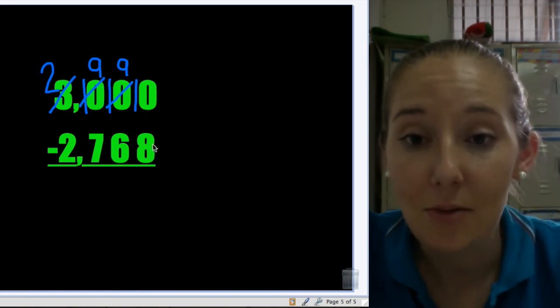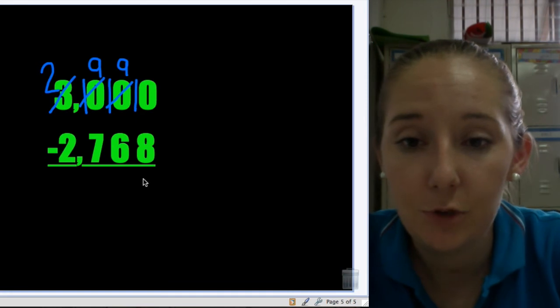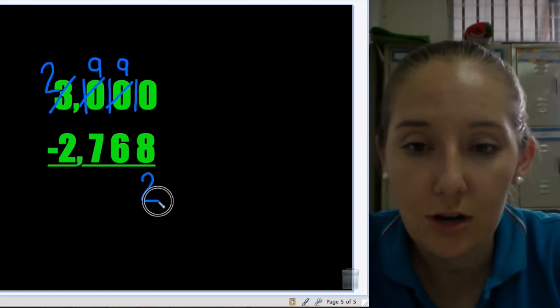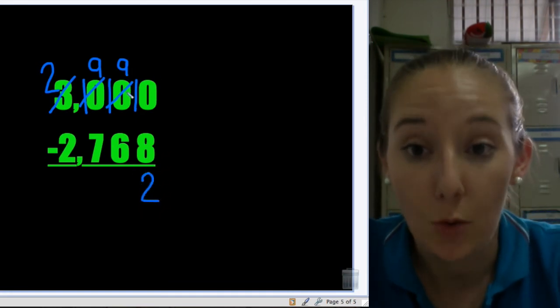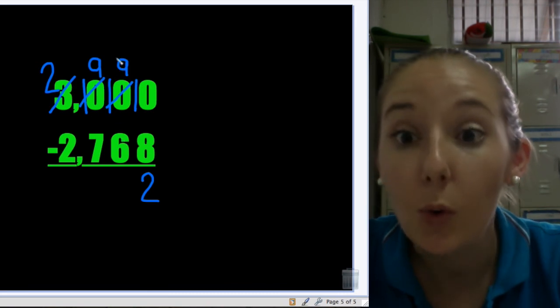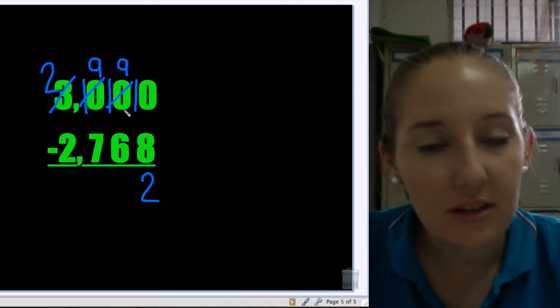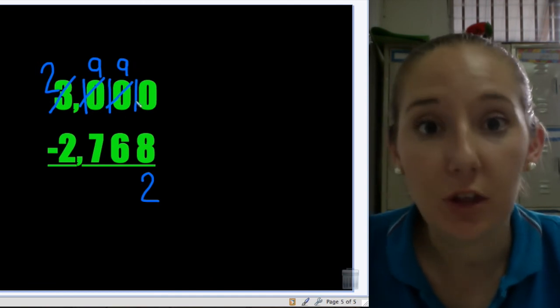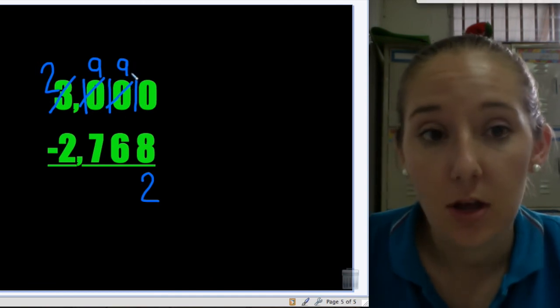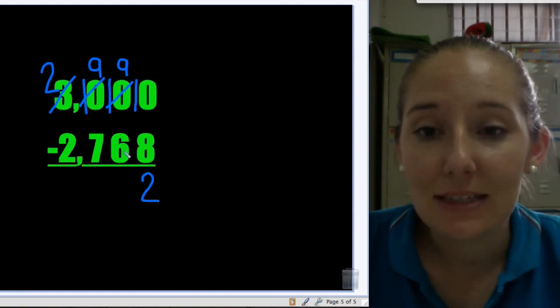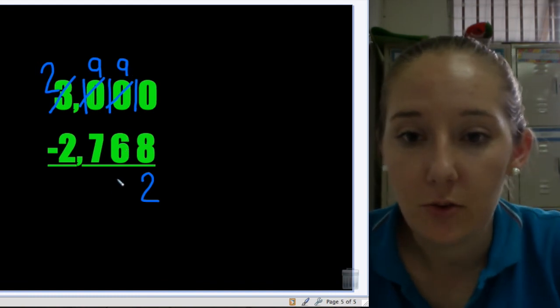So what's 10 minus 8? Yep, 2. So we're going to write our 2 down there. Now, are we doing 10 minus 6 here? No, we're doing 9 minus 6. Make sure when you borrow, cross out the number that you've already used, because you're going to get really confused afterwards if you don't, okay? So 9 minus 6 is 3. We're going to write our 3 there.